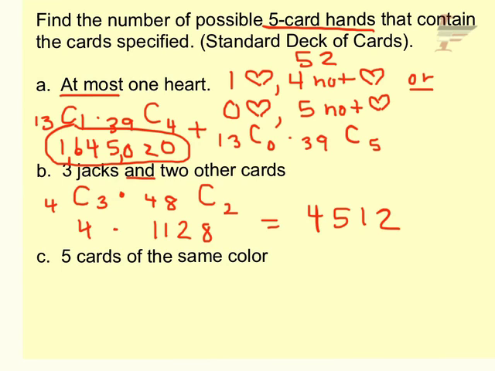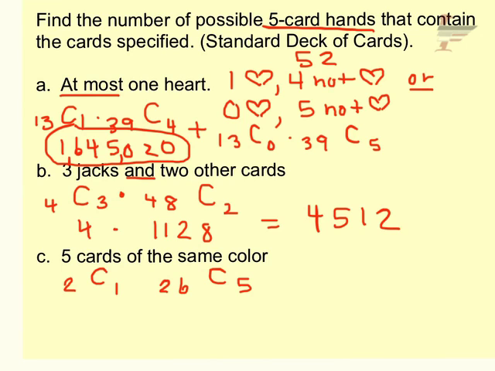Okay, part C says you want 5 cards of the same color, and this one's kind of tricky. You can do this 2 different ways. First of all, you need to know that you have 26 red and 26 black cards, so it's half and half. So the first thing you could do is say, okay, I have 2 colors, and I want to choose one. And then once I choose that color, whether it's red or black, who cares, you're going to be down to 26 cards, and I want to know how many ways I can get 5 of these.